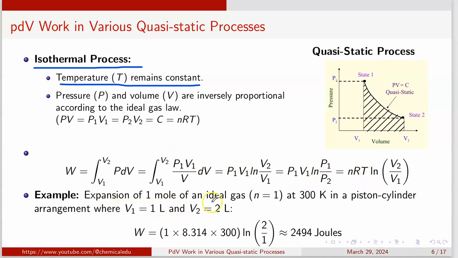Now consider the expansion of 1 mole of an ideal gas, n equals 1, at 300 Kelvin in a piston-cylinder arrangement where V1 is 1 liter and V2 is 2 liters. We can calculate W, which is nRT ln V2 by V1, and that is 2494 joules.